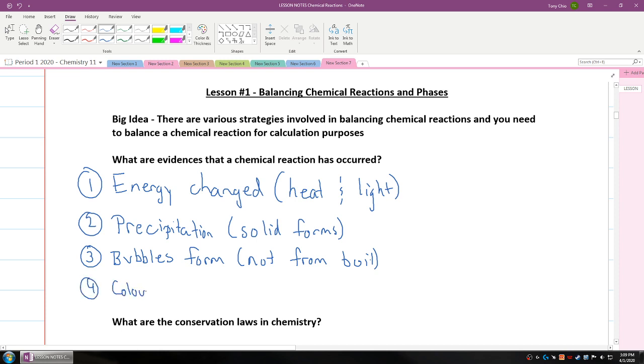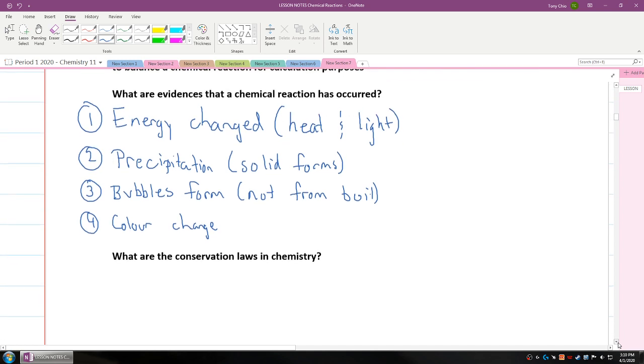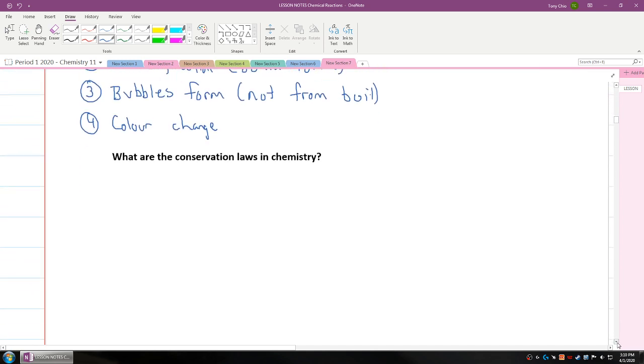Now, this is pretty straightforward. If there's a color change, that means there must be something that has changed in that chemical. Now, if you notice that my writing is kind of messy or a bit small, I'll use a bigger font size for this next one to see if it's better. But we want to go into some conservation laws.